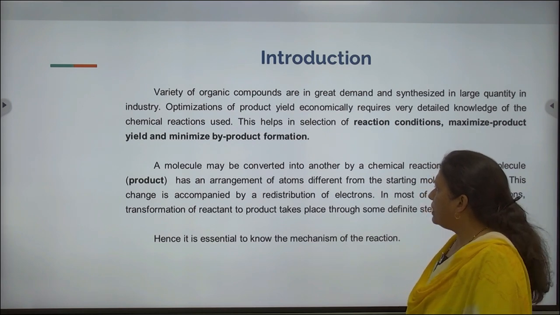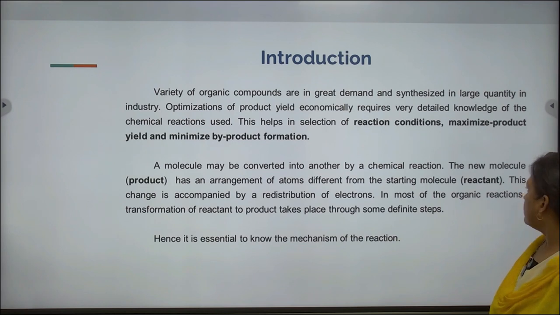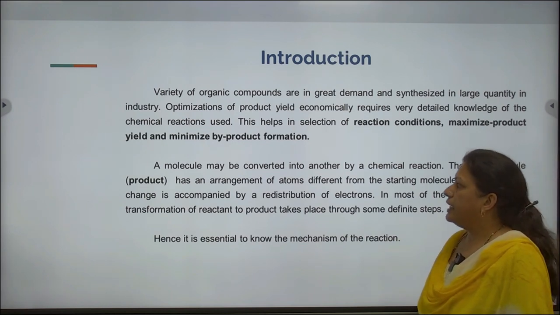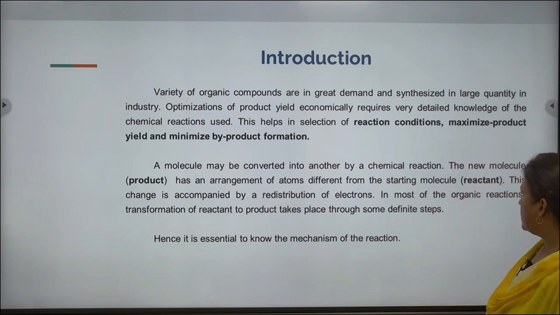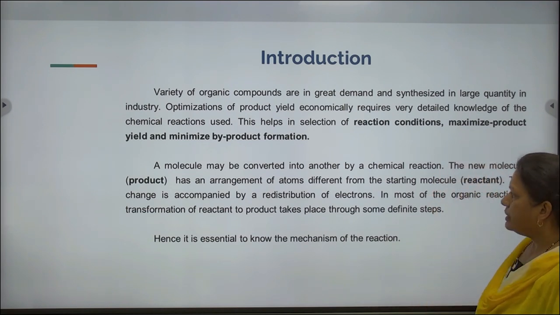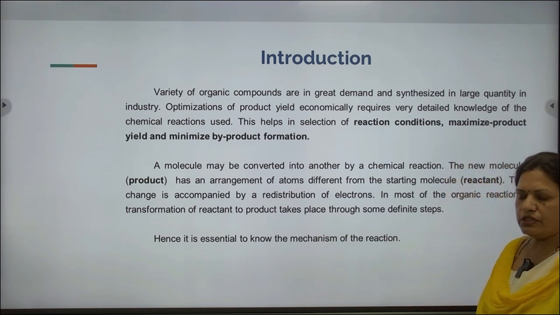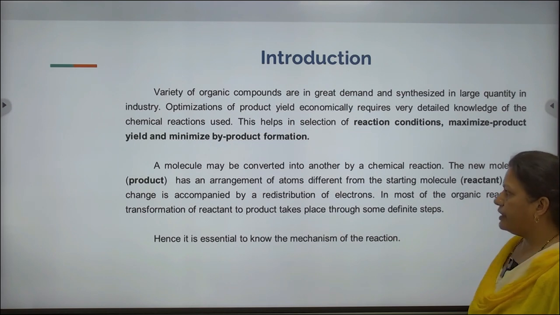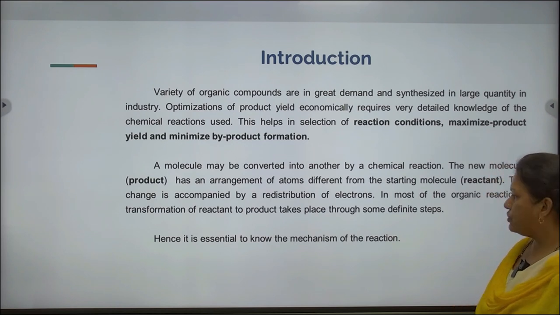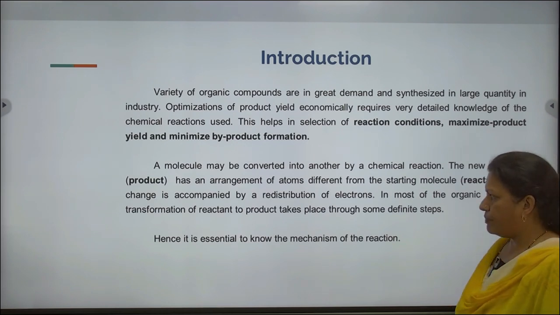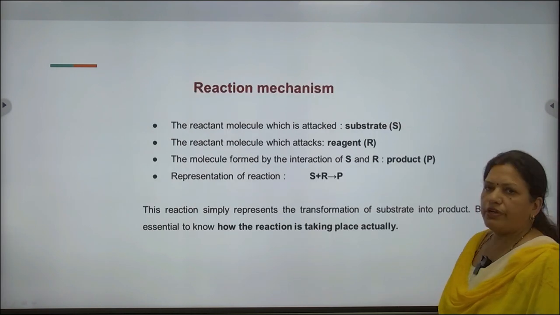A molecule may be converted into another by a chemical reaction. The new molecule, that is the product, has an arrangement of atoms different from the starting molecule. This change is accompanied by redistribution of electrons. In most organic reactions, transformation of reactants to product takes place through some definite steps. Hence, it is essential to know the mechanism of the reaction.